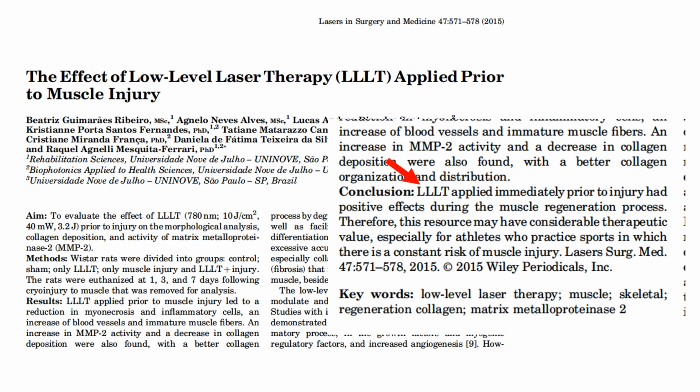A small animal study looking at the use of laser applied prior to muscle injury. And here they found that laser applied immediately prior to injury had positive effects during the muscle regeneration process. So there are indications that laser therapy treatments can actually help to precondition the tissues therapeutically before practice or an athletic event.